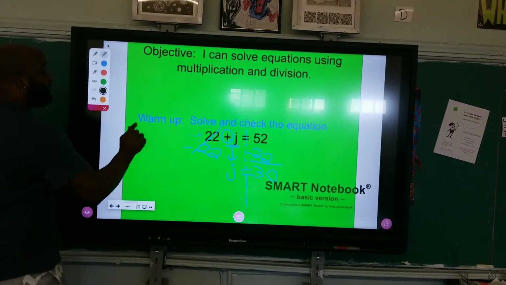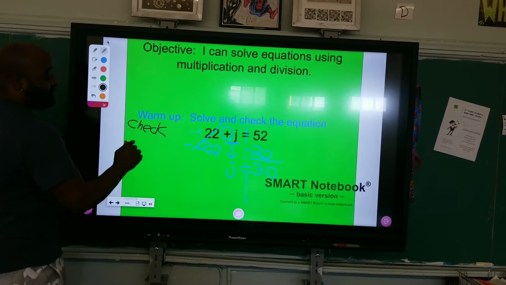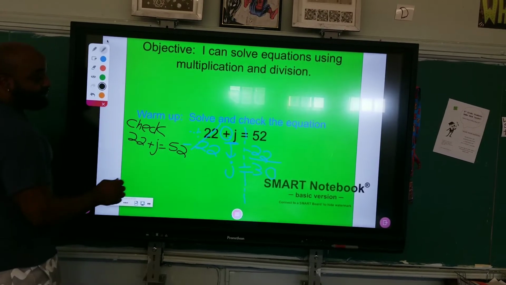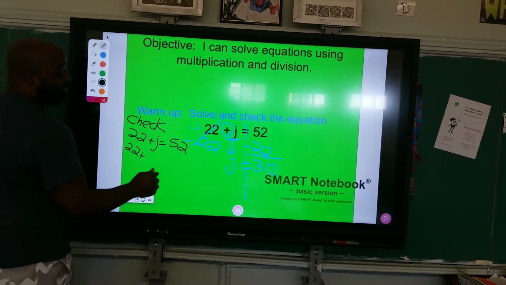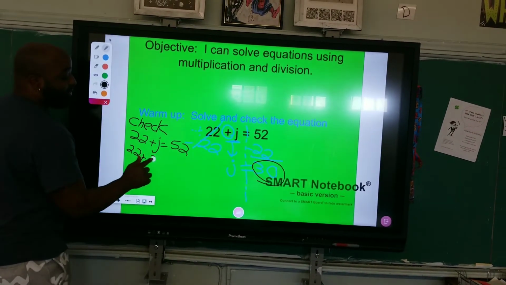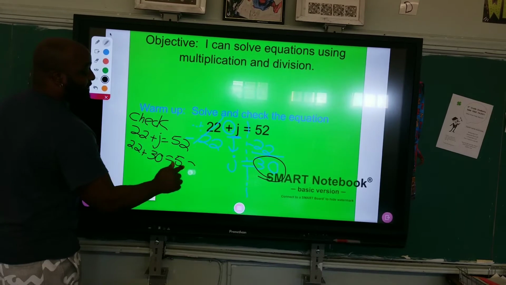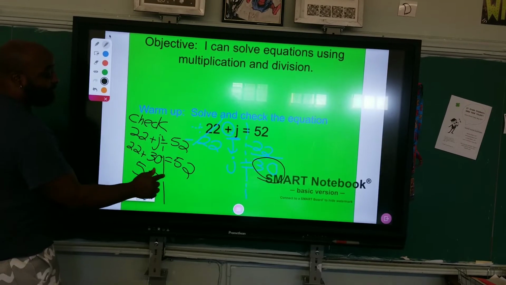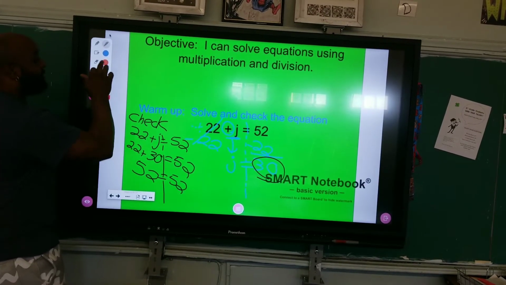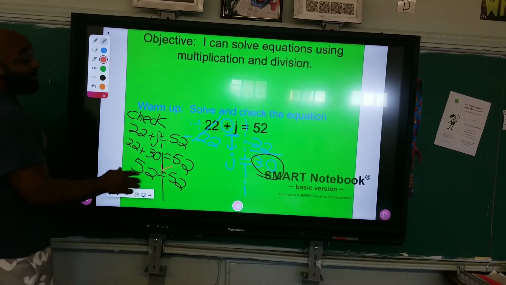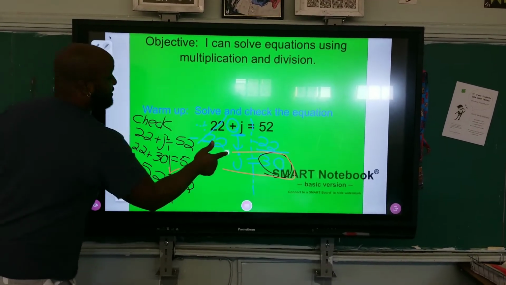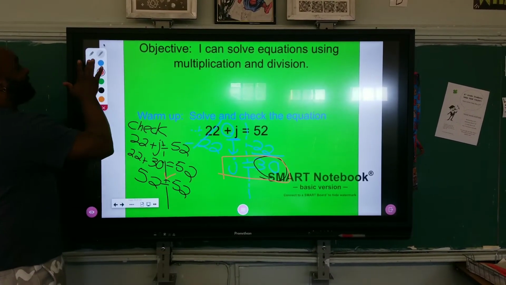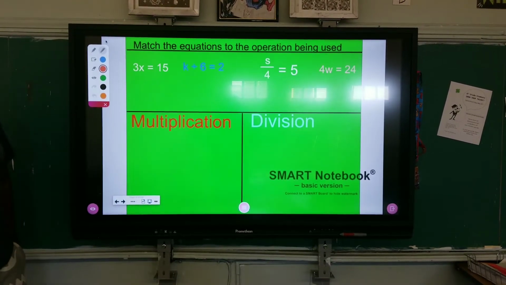But remember, every time we do this, we should check our work. So we're going to write the equation exactly how it looks, and then we're going to substitute. So instead of j, we're going to put in what j equals. So we said j equals 30, so we're going to add here, and we want to see if that equals 52. So 2 plus 0 is 2, 3 plus 2 is 5. We have 52 on this side, 52 over here, and we know that this works out. So we have a correct answer of j equals 30. Always remember that this is your answer, not this. That's a good confusion.